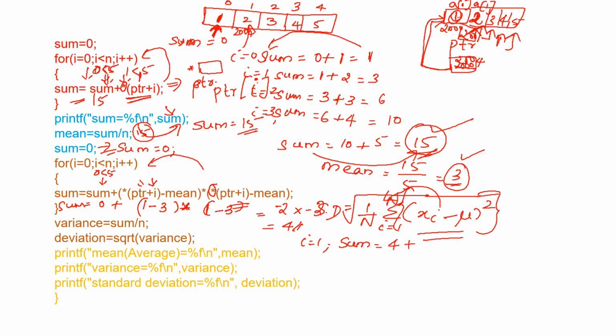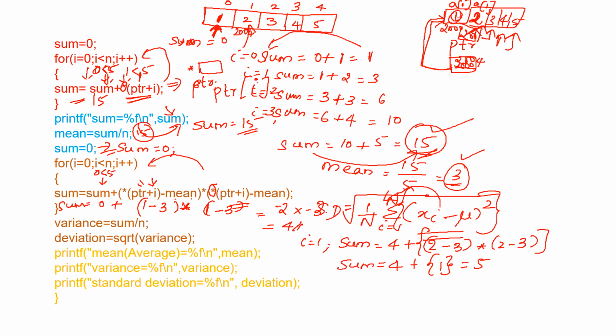4 plus, now the pointer will be pointing to the next address, right? What is the element there? It will be equal to 2, right? 2 minus 3, minus 3 into, again 2 minus 3. So what will be the value? You will be getting 4 plus 2 minus 3, which is minus 1, into minus 1. So you will be getting plus 1, right? Plus 4 plus 1, you will be getting 5. Now the sum is equal to 5.